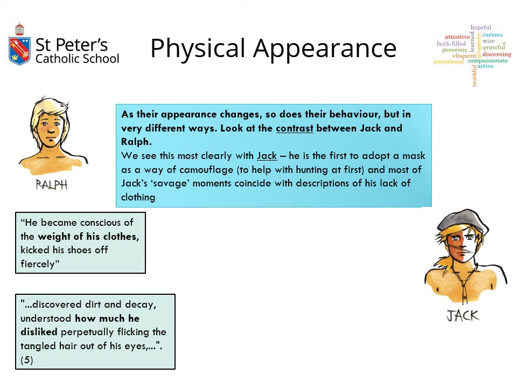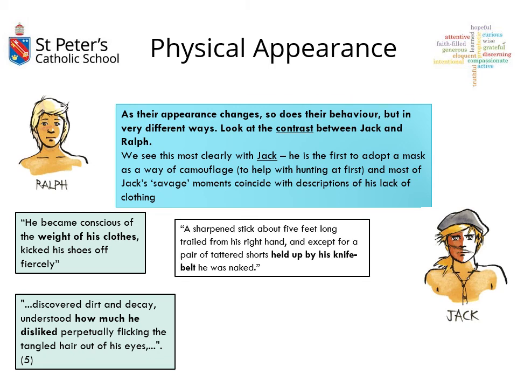So again, a symbol can help you explore a character and look at the meaning behind those characters in the novel. So as their appearance changes, their behaviour changes with it, but in very different ways. So the contrast between Jack and Ralph here, we see this most clearly with Jack. He's the first to adopt a mask as a way of camouflage, and most of Jack's savage moments coincide with descriptions of his lack of clothing.